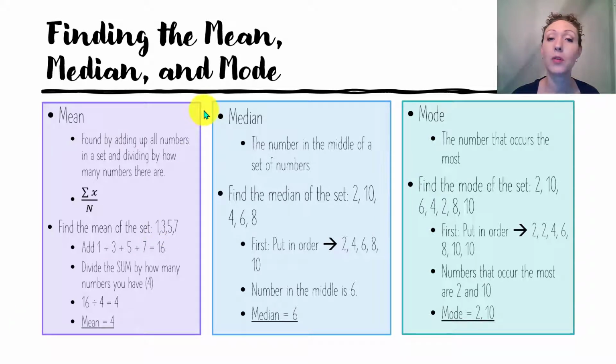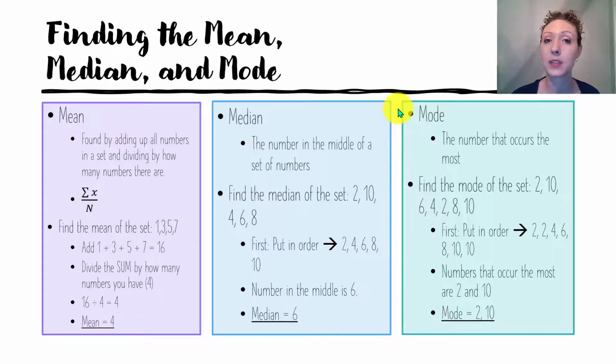Okay, so next, moving on to the median. So the median is just the number in the middle of a set of numbers. So when you are looking for the median, you first have to put all of the numbers in your set in order. So for our example problem here, we have find the median of the set 2, 10, 4, 6, and 8. So first we put those in order, and then we find the number in the middle. So this number right here is the number in the middle of that set of numbers, so that is 6. So our median for this example is 6.